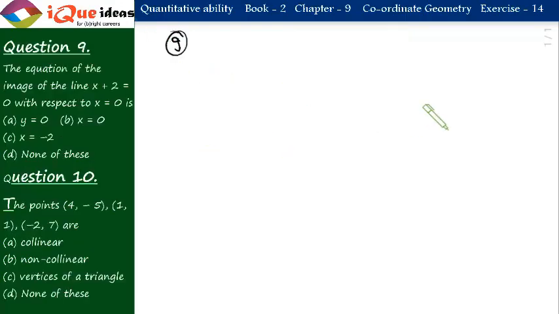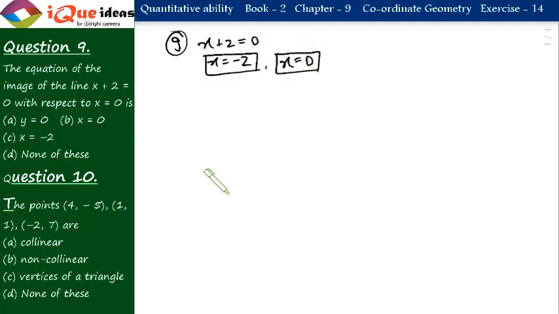It says the equation of the image of the line x plus 2 equal to 0. So first of all, x plus 2 equal to 0 means x equal to minus 2, right? And the other line that we have, the mirror, is x equal to 0. We have to find the image with respect to x equal to 0. So the mirror is x equal to 0, the object is x equal to minus 2.